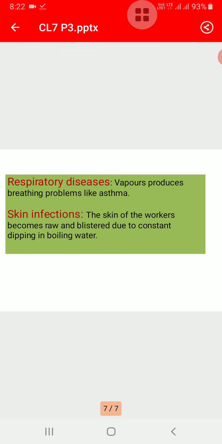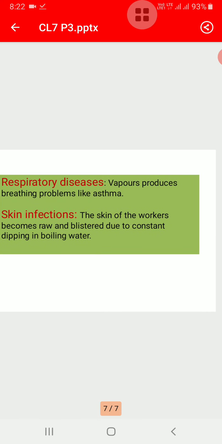And last is skin infections. The first step in reeling is the boiling of cocoons in water to kill the worms. As a result of constant dipping in boiling water, the skin of the workers becomes raw and blistered, resulting in peeling of the skin of hands and feet. So they get affected by skin infections also.